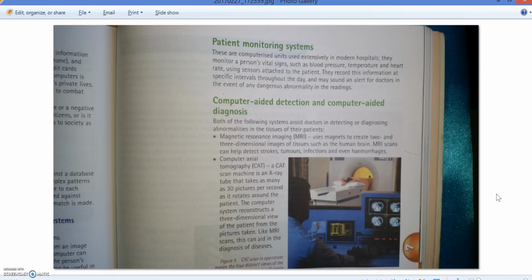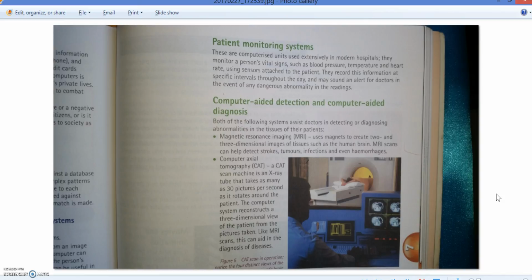Then we have patient monitoring systems. Computers actually control all of the equipment that monitors a patient's vital signs, such as blood pressure, temperature, heart rate, and so on. These are detected using sensors. So, for instance, if a person is very ill, they may be hooked up to all of these different sensors, and the readings would be recorded for the doctor to come in and examine. Also, if something is going wrong and their temperature is dropping or heart rate is dropping, there may even be an alert so the doctors and nurses can come in.